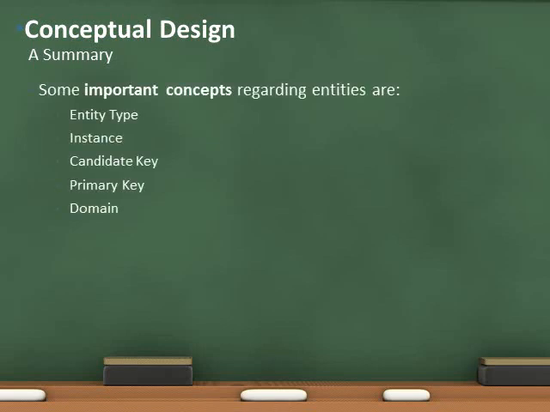Travis John Villanueva discussed some important concepts regarding entities, such as the entity type, which represents the structure of top-level concepts, the instance, which is a single occurrence of an entity, the candidate key, which is an attribute that uniquely identifies records without looking at other data, the primary key, which is a key taken from a set of candidate keys that is chosen to represent the entity, and the domain, which is a set of rules or constraints in each attribute.